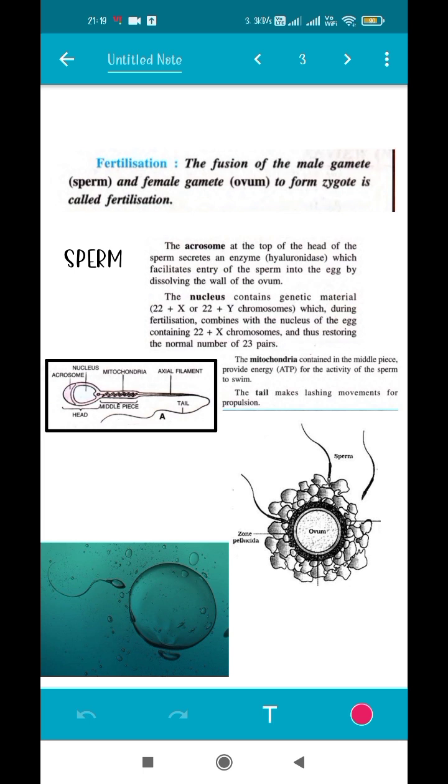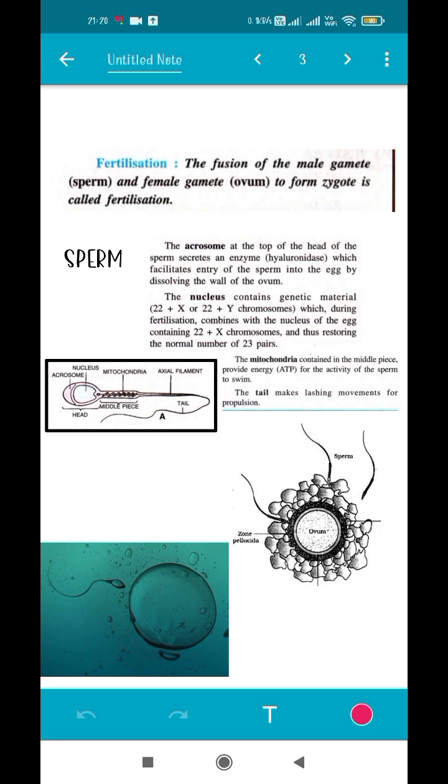So this nucleus in the sperm, since the sperm is a gamete, has half the number of chromosomes. So it has 23 chromosomes, and it can have either an X chromosome or a Y chromosome. If it is an X chromosome, the child will be a female, and if it contains a Y chromosome, the child will be a male. You have studied about this in the previous chapters.